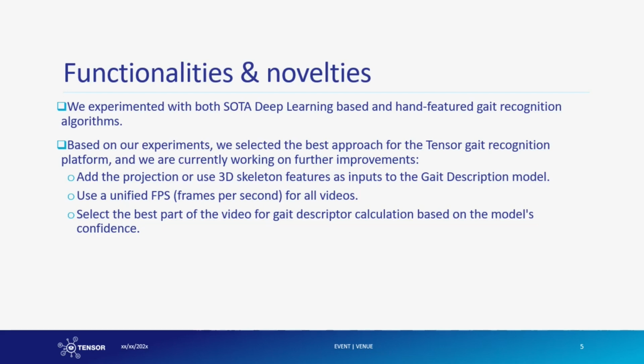Add the projection or use 3D skeleton features as inputs to the gait description model. Use a unified FPS, frames per second, for all videos. Select the best part of the video for gait descriptor calculation based on the model's confidence.